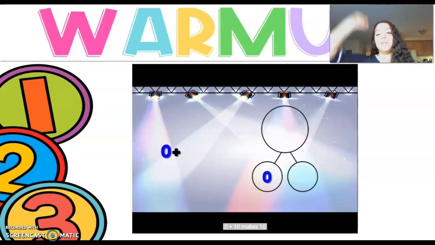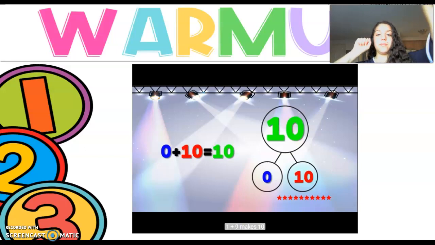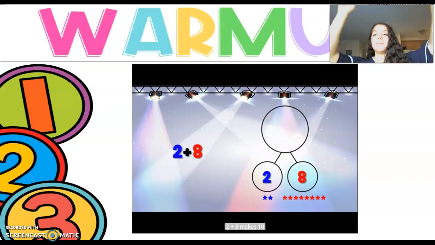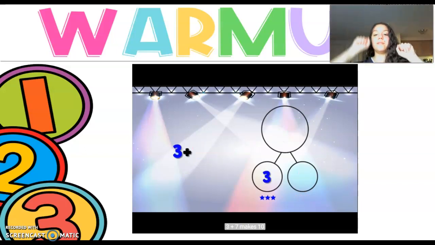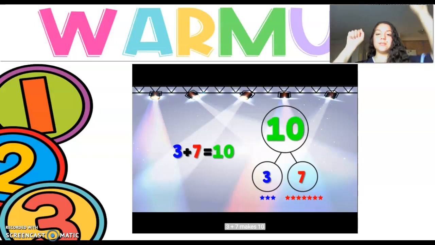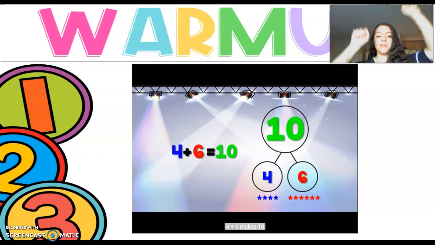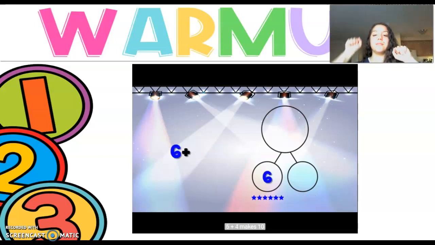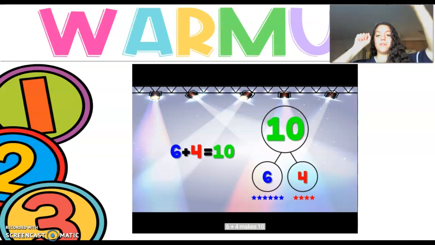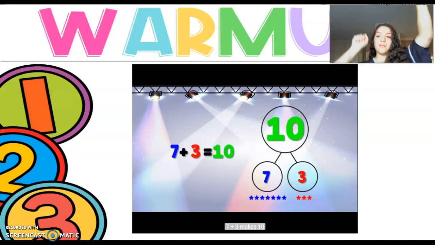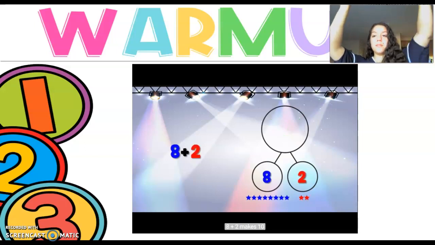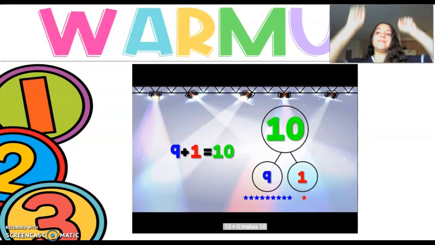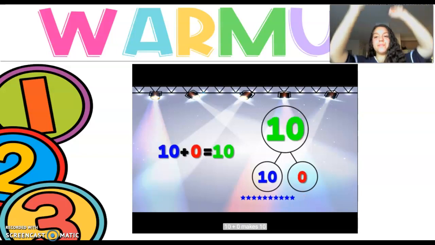Let's go! 0 plus 10 makes 10. 1 plus 9 makes 10. 2 plus 8 makes 10. 3 plus 7 makes 10. 4 plus 6 makes 10. 5 plus 5 makes 10. 6 plus 4 makes 10. 7 plus 3 makes 10. 8 plus 2 makes 10. 9 plus 1 makes 10. 10 plus 0 makes 10.